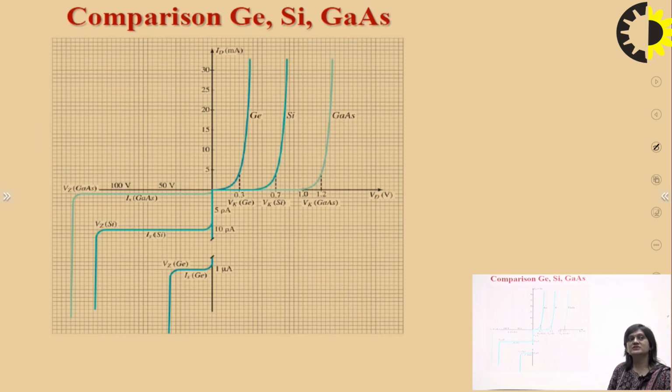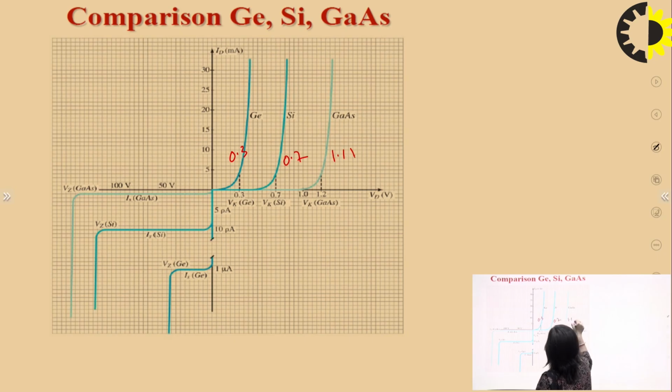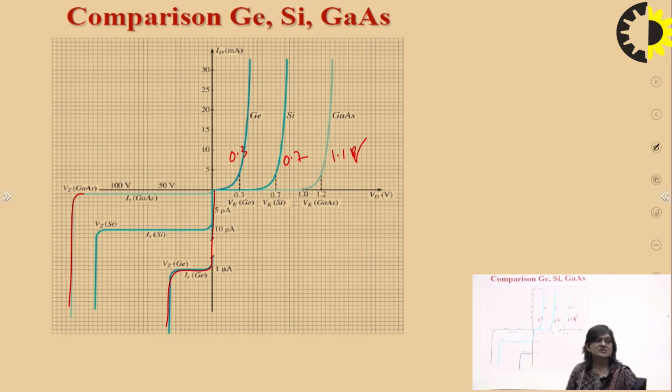This slide shows the difference between the VI characteristics of germanium, silicon and gallium arsenide. We know that the cut-in voltage of germanium is 0.3, silicon 0.7, gallium arsenide 1.1 electron volt. So germanium requires less cut-in voltage and will start conducting earlier in comparison to silicon and gallium arsenide. The reverse saturation current in germanium is very high in comparison to silicon and gallium arsenide. The reverse saturation current for gallium arsenide is very low, and the breakdown voltage of gallium arsenide is more in comparison to silicon and germanium.